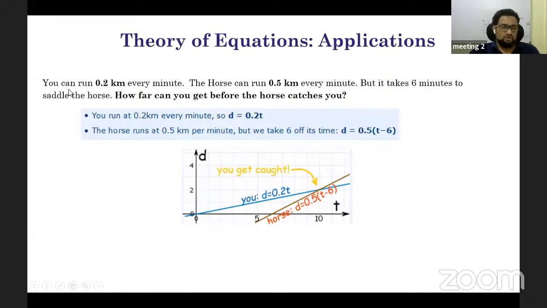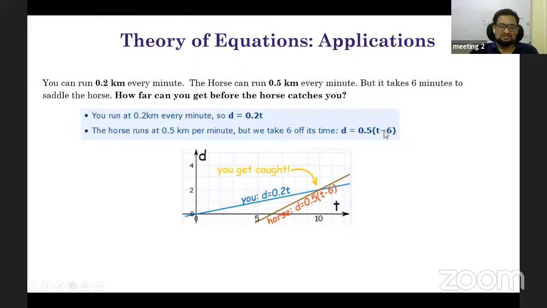There are a lot of applications of these simultaneous linear equations, and one example I can give you is this. You can run 0.2 kilometers every minute. The horse can run 0.5 kilometer every minute, but it takes 6 minutes to saddle the horse. This is a setup time: you started running while the horse is being prepared, and it will run after 6 minutes. The horse runs faster than you. How far can you get before the horse catches you? One way of modeling this: d equals 0.2 t for you, whereas for the horse it is 0.5 (t minus 6).